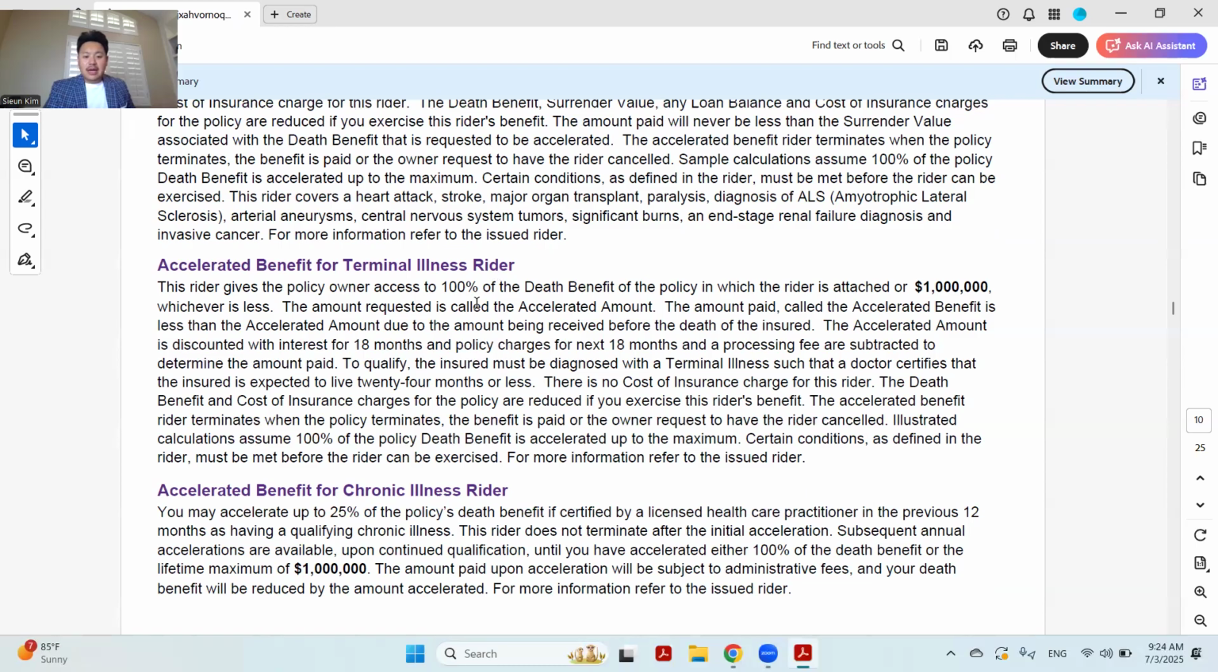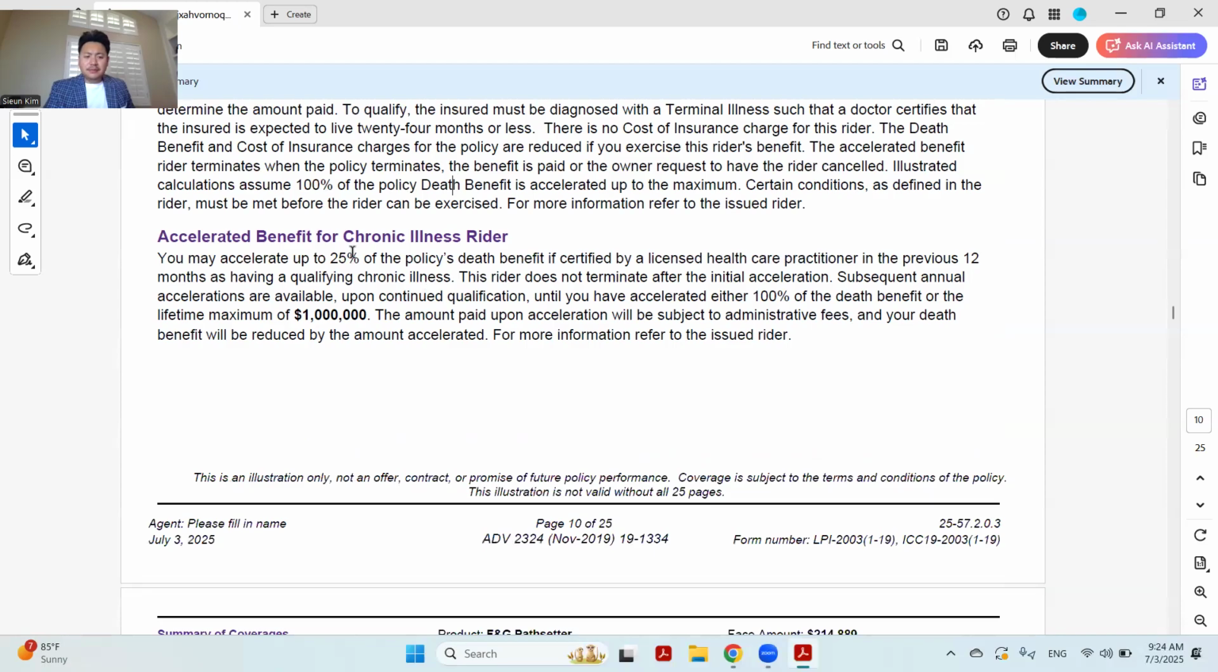Terminal illness, if the client has 24 months or less to live, they can also get up to 100% of that. In the chronic illness rider, if the client cannot perform 2 out of 6 activities of daily living, then they can get up to 25% of the death benefit a year. So if it was a $1 million policy, 25% is $250,000 a year. If the policy was like 200,000, then that'll be about $50,000 a year in income if you're in a long-term care situation. Maybe you need to go to a nursing home or you need somebody to come to your house to take care of you, all those things.